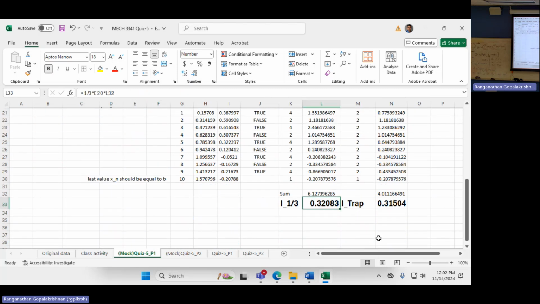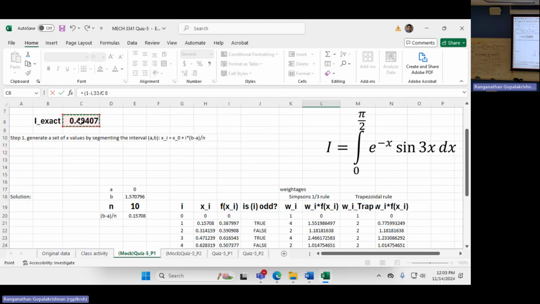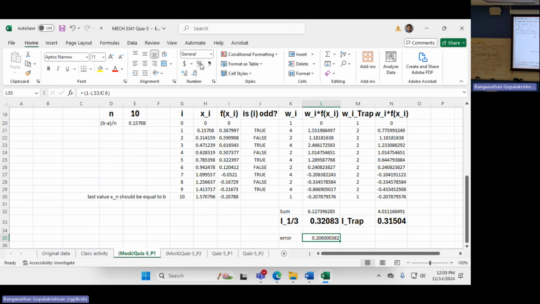The value you get using the trapezoidal rule is 0.32083. How will you assess the error? Error would be 1 minus the numerical answer divided by the exact answer, expressed as a percentage. That's 21% error. Okay, so now your goal is to choose a value of n such that the error comes down.